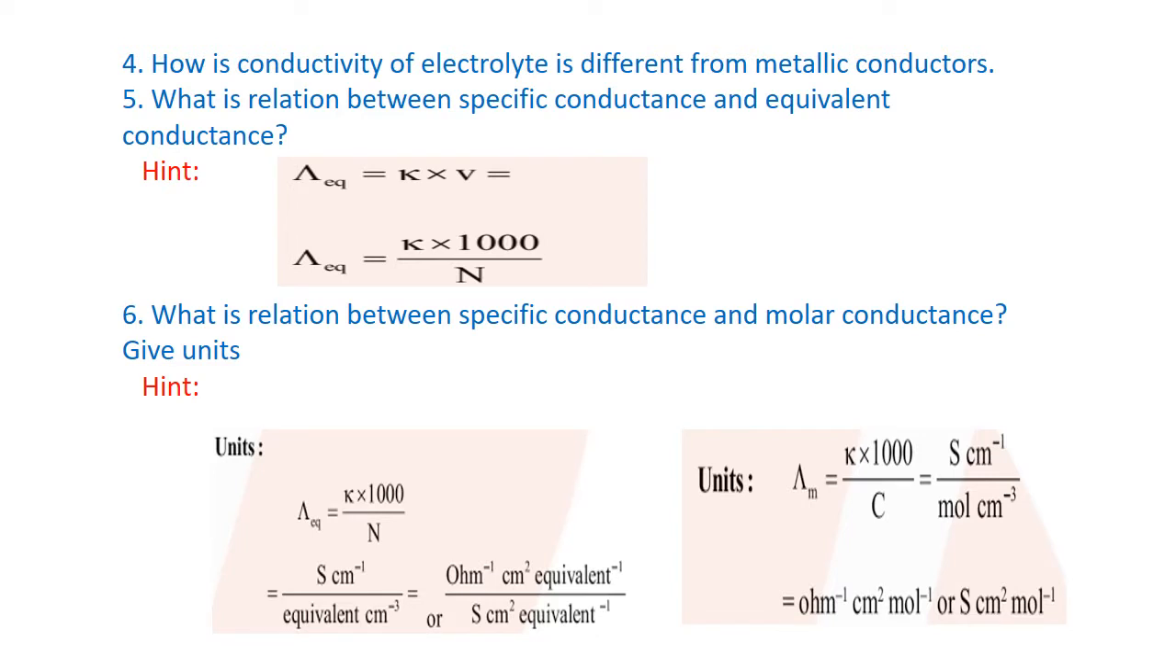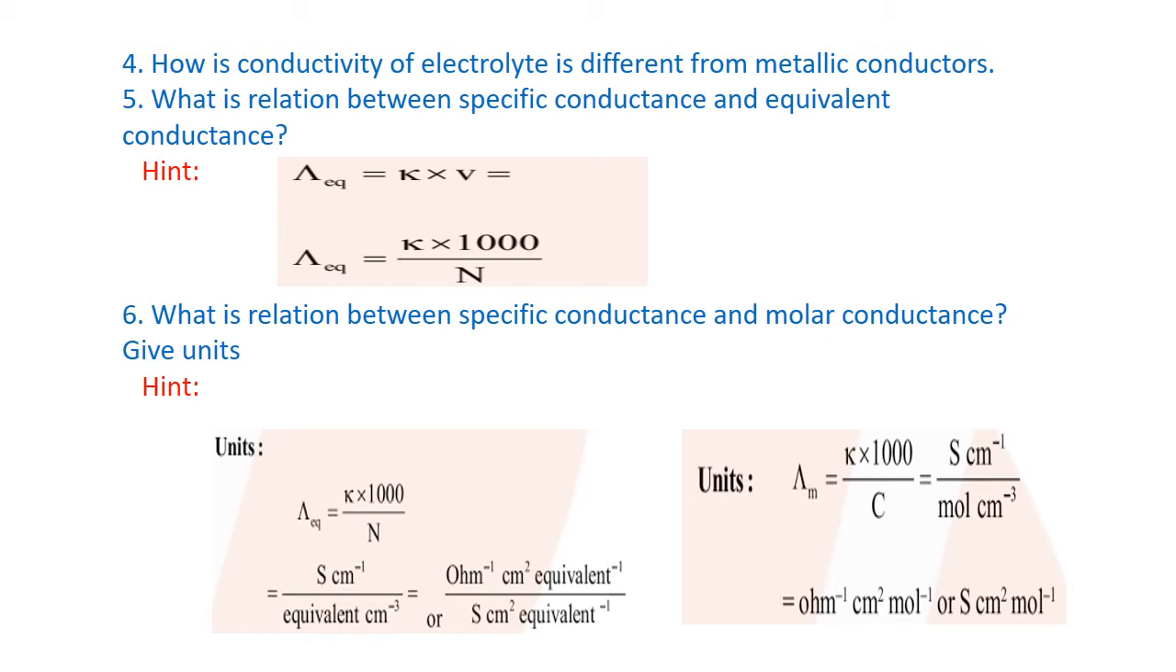How is conductivity of electrolyte different from metallic conductor? इसके लिए हम डिस्कस कर सकते हैं. Conductivity of electrolyte depends upon the number of ions in 1 centimeter cube of solution, and metallic conductors are the conductors where flow of current is due to movement of electrons. So metallic conductors are better than electrolytes.